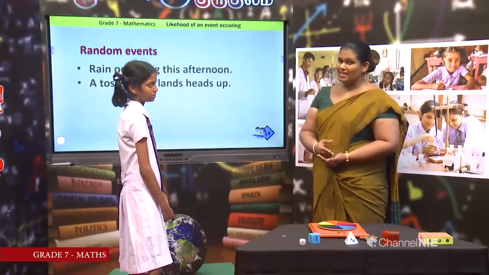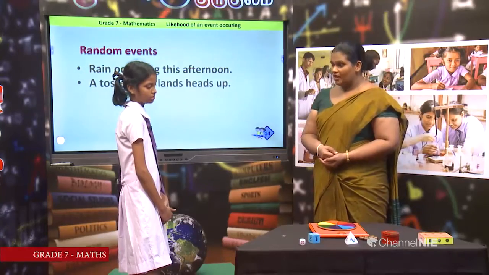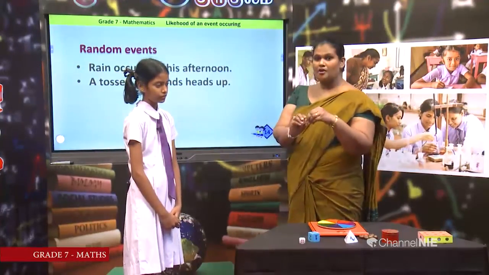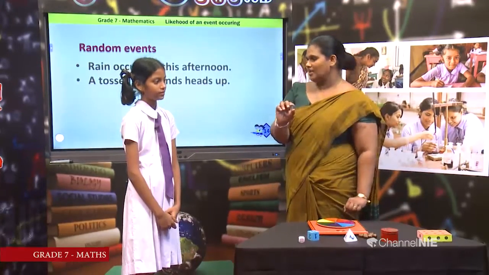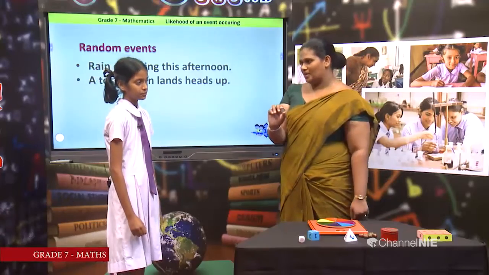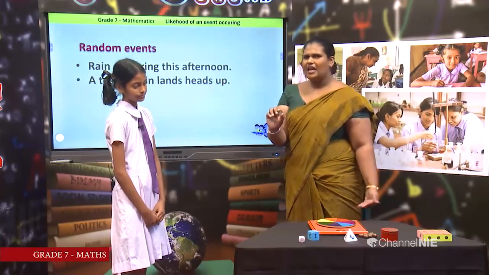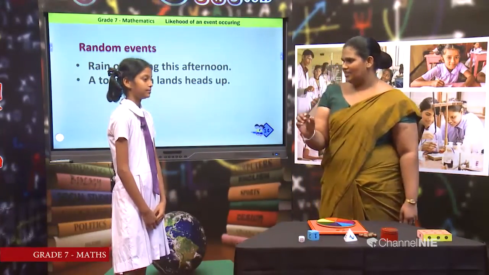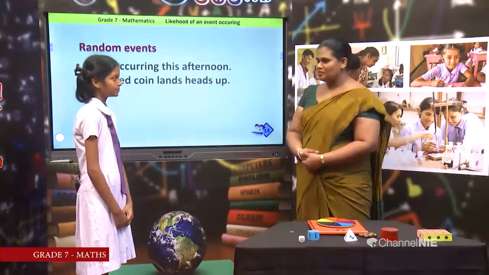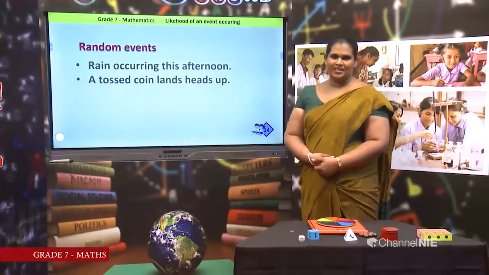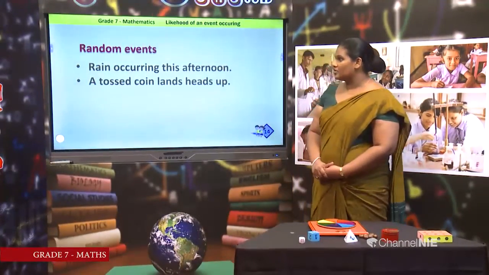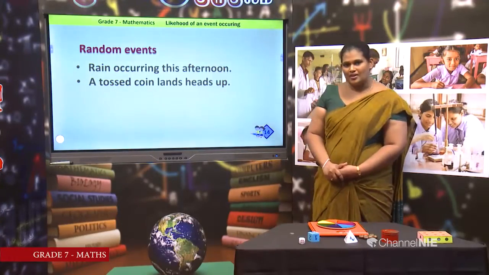But we might get tail also, because this coin is made up of only one metal. Therefore, the experiment is a random experiment. We might get head or tail. Right. Thank you very much, Shenara. I'll ask you to come for some more experiments. Right. Now, we got that tossing a coin is a random experiment.